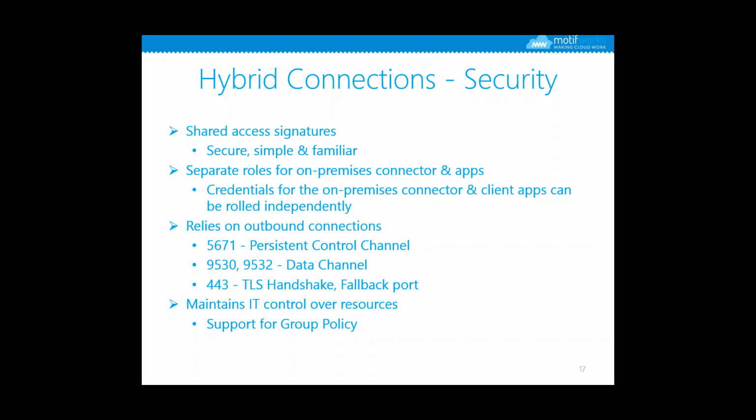These ports have specific roles, like I mentioned here. 5671 is the one which sets up a permanent connection between your Hybrid Connection Manager and your Hybrid Connection endpoint in cloud, and the other two ports are used for transmitting data. So with these ports, for outbound connection only, we can enable secure connectivity.